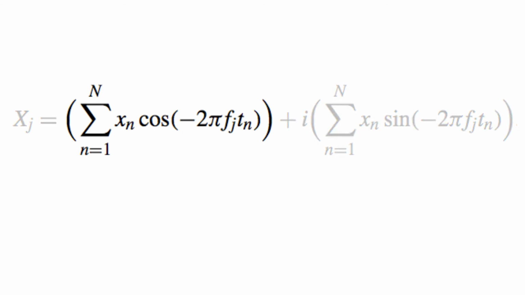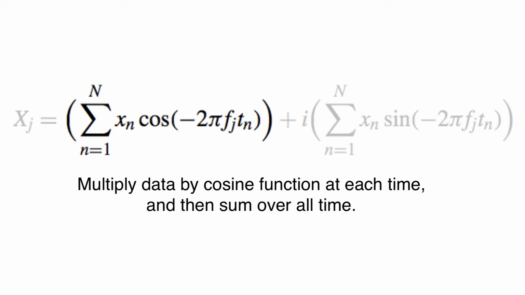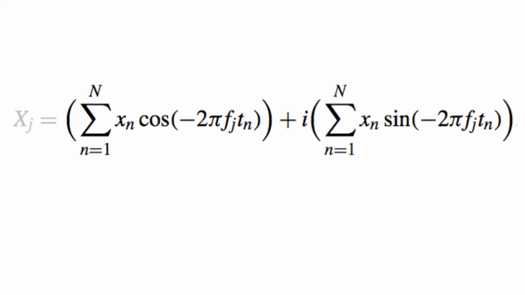Let's consider the first term in our new expression. For each index n, we multiply our data, x sub n, by a cosine function evaluated at frequency f sub j and time t sub n. We then sum the results of this multiplication over all time indices, from n equals 1 to n equals big N, or equivalently from time t sub n equals delta all the way up to big T. So, in words, we multiply the data by a cosine function at frequency f sub j for each point in time and sum the product over time. The second term is like the first, except we multiply the data x sub n by a sine function.